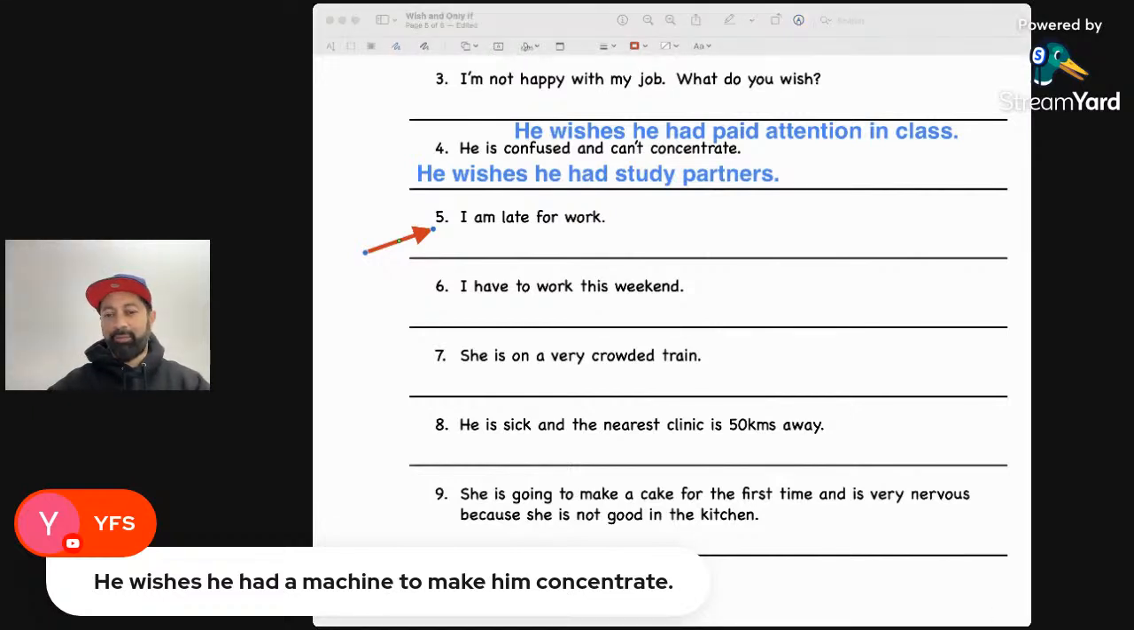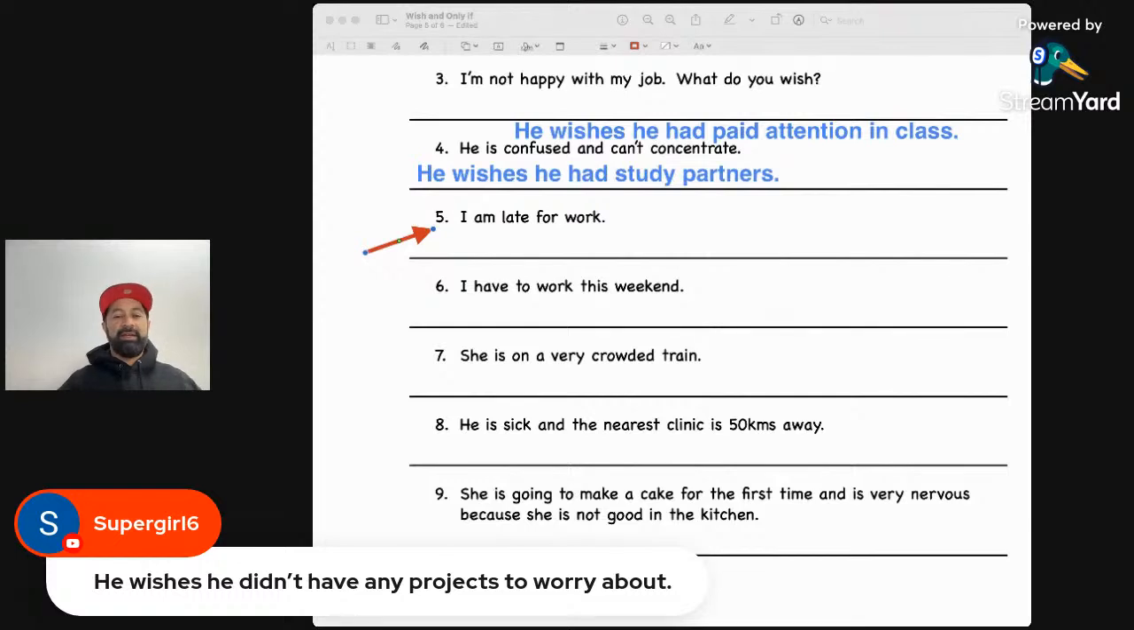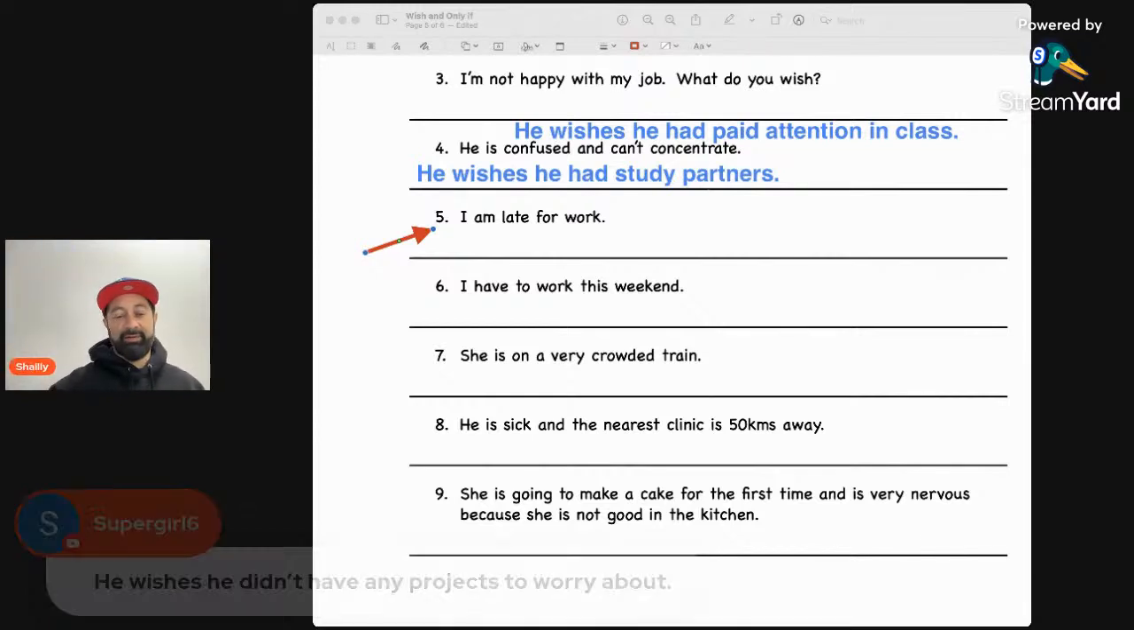For number 4, Supergirl has an answer. He wishes he didn't have any projects to worry about. Perfect. Yeah. But the reality is he does. Good. Very, very good. Perfect answer, Supergirl.